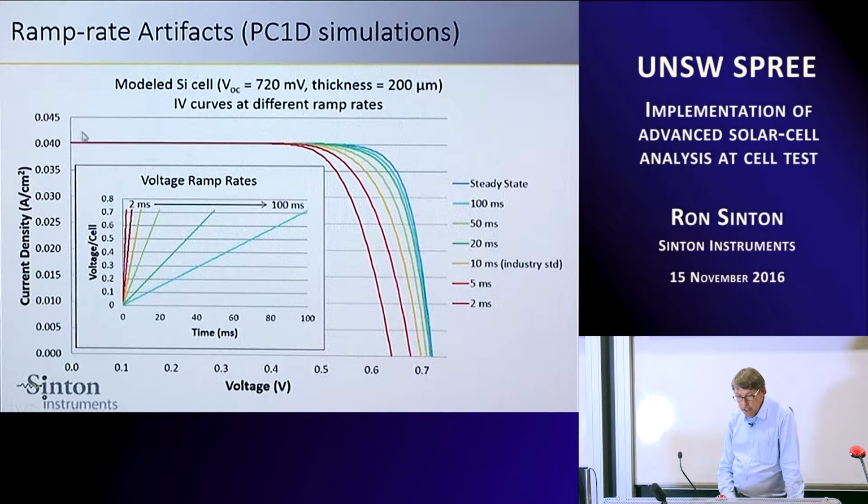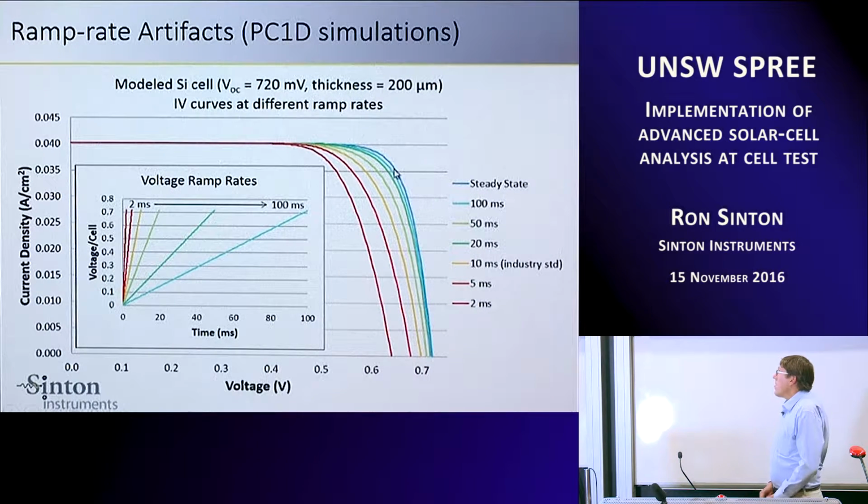What you do is you start a flash and you have a constant light pulse and you ramp the voltage from short circuit to open circuit. And I show the IV curves that you would trace using this method if you ramped it in 2 milliseconds, 5, 10, 20, 100, and then steady state is this outermost curve. And you can see that you underestimate the efficiency of a high capacitance cell.